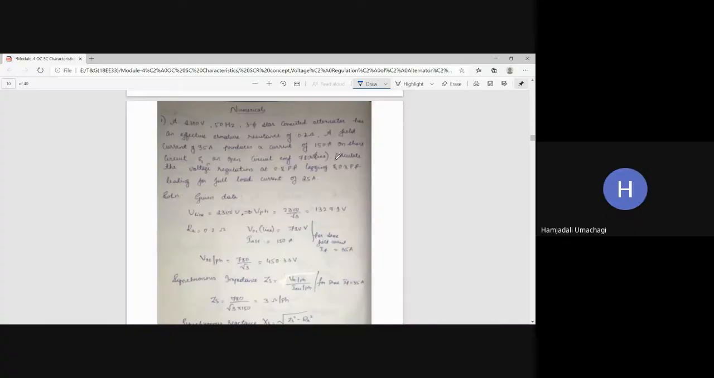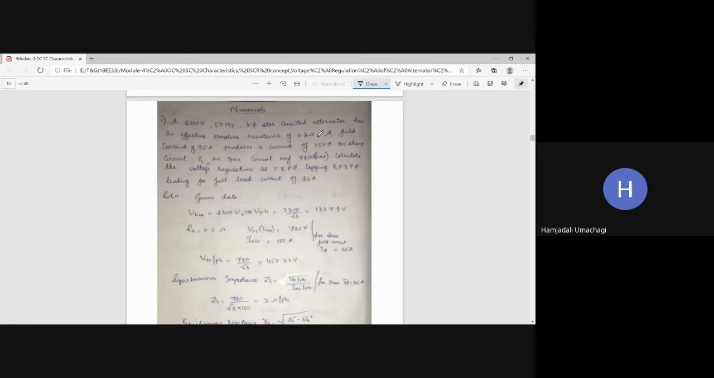Voltage regulation it is. Then calculate the voltage regulation at 0.8 power factor lagging and 0.8 power factor leading for full load current of 25 amps. Right, so here you are given a three-phase alternator with the frequency 50 hertz, and the given line voltage is 2300 volts. Then it has an armature resistance of 0.2 ohms. So these are all the specifications related to the alternator.